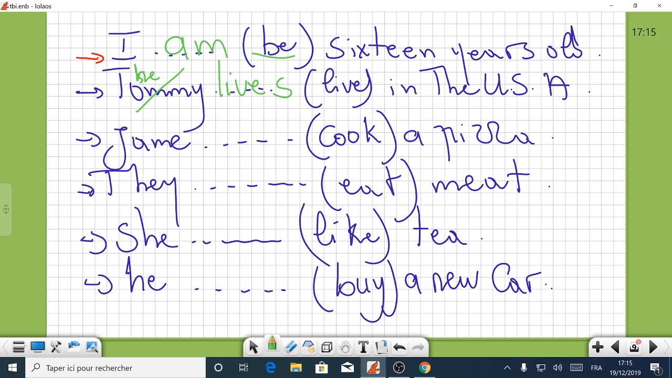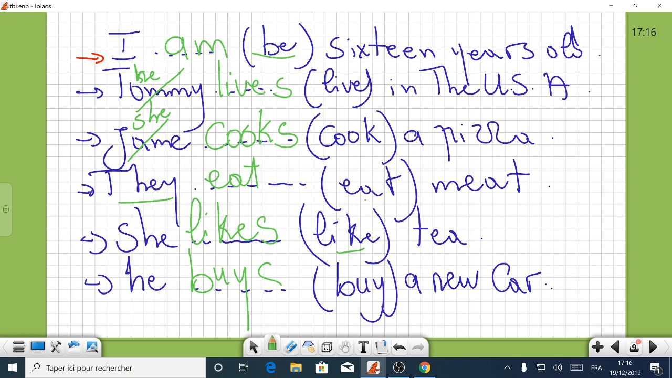And then we have Jane, which is a female, so it's like she, okay? And she, we can have cook a pizza. Of course, she plus cook, it's cook plus s. She cooks a pizza. And here we have they, of course, they plus meat. Here we have the first category, so we say they eat meat. And then we have like tea. She, of course, verb plus s, we say she likes tea. And then we have he buys a new car.